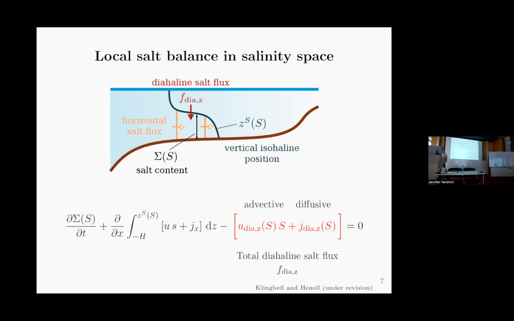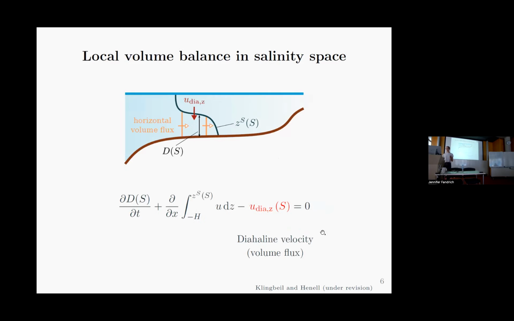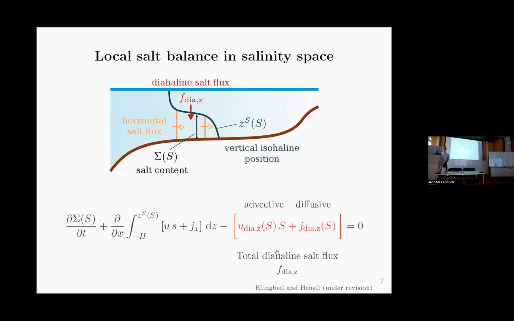Okay, so to just summarize this again, we also have the diffusive part that comes into the local salt balance. And what we're interested in is to really find out about the diffusive diahaline salt flux. So as we did for the volume balance, we want to find out the diahaline velocity, and then we calculate that, so we rewrite the equation to find that out. And we do the same for the salt balance as well to find out what the diffusive salt flux is.